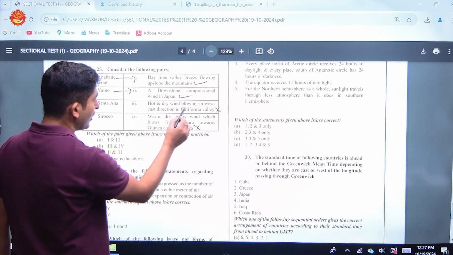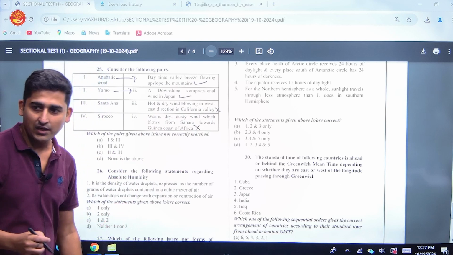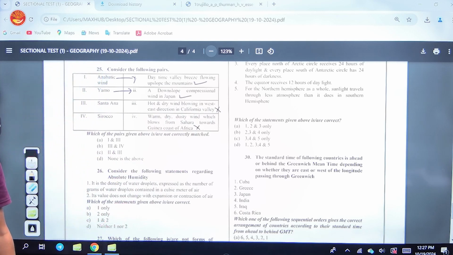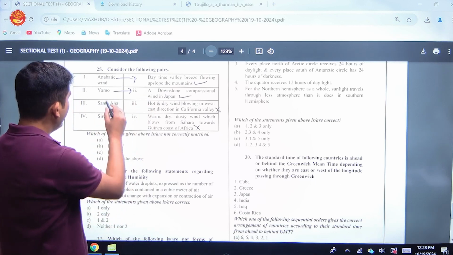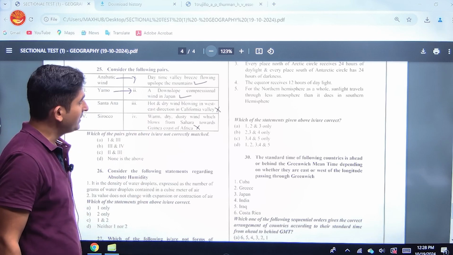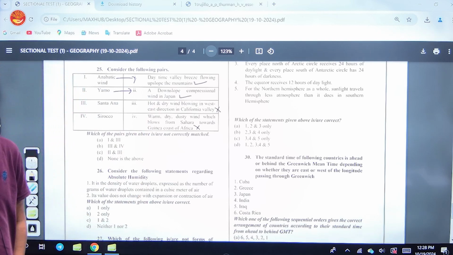So Santana, hot and dry wind blowing in west-east direction, California Valley. No, it blows from east to west in the California Valley. Yes, it is hot and dry wind, but it blows from east to west, not west to east. If you look at your notes, you will see it there. Okay. Yamo, yes, it is a downslope compressional wind in Japan. Anabatic wind, yes, that is the daytime valley breeze flowing upslope the mountains.